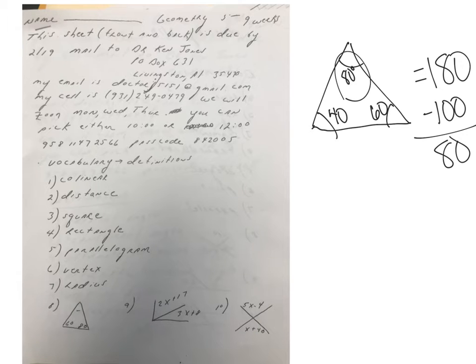So when you're dealing with triangles and the angles on the inside, like this one down here, number 8, all you're going to do is take the two angles that you know and subtract them from the 180, because the sum of the angles in a triangle is always 180 degrees.